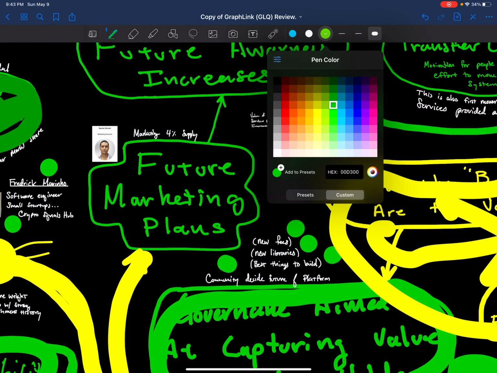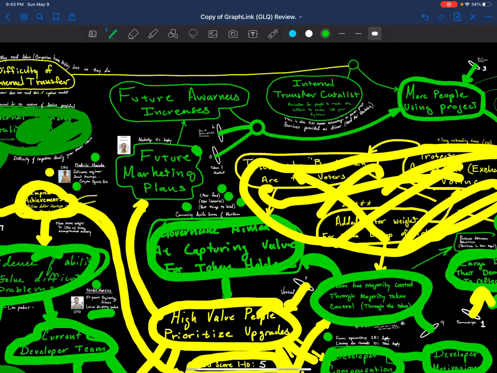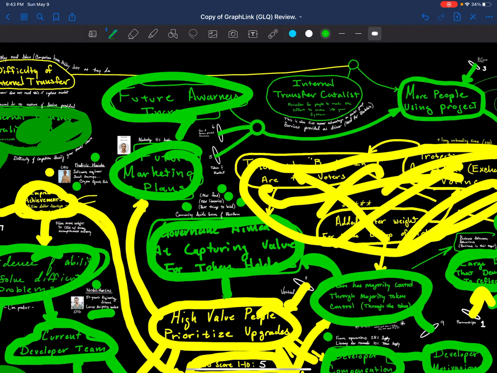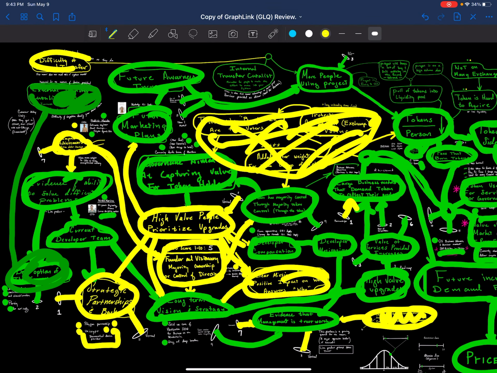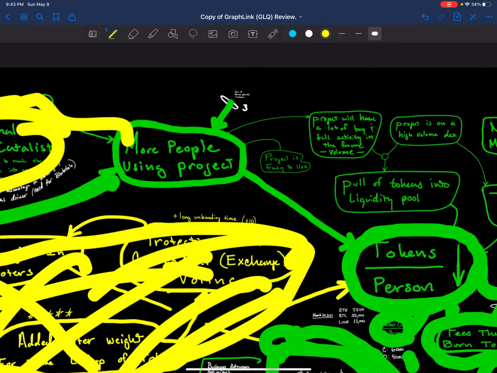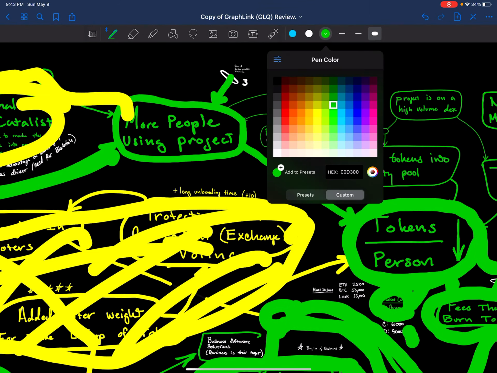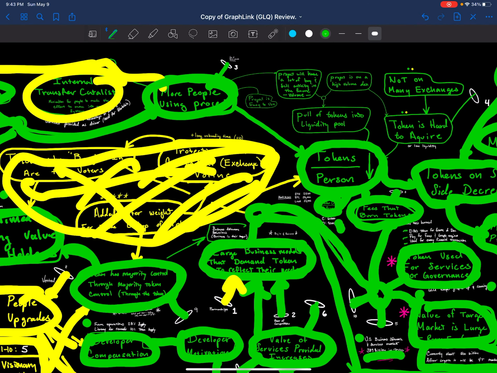They do have a marketing department, so I expect future marketing plans to happen, all of which will lead to more adoption. As far as difficulty of internal transfer, capturing new people, I don't think those are going to be too difficult for them, because they're in an emerging market that's going to have plenty of opportunities for that.